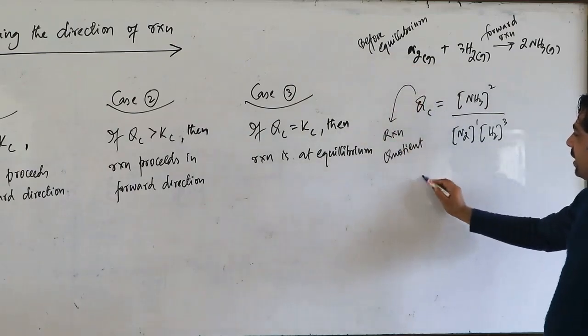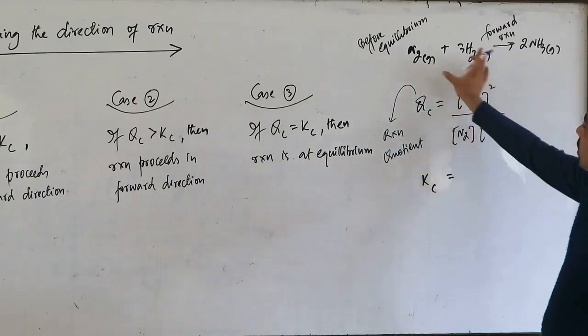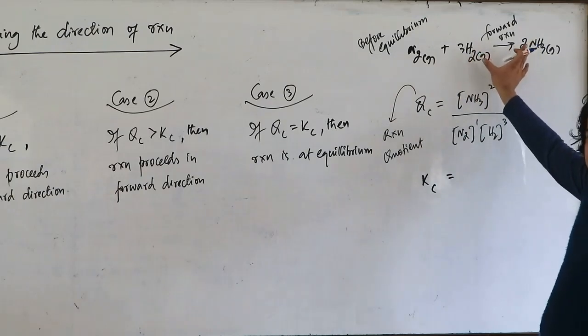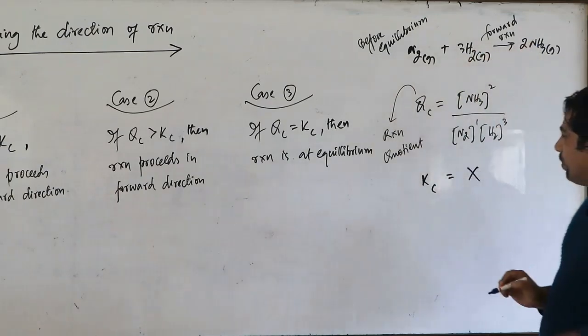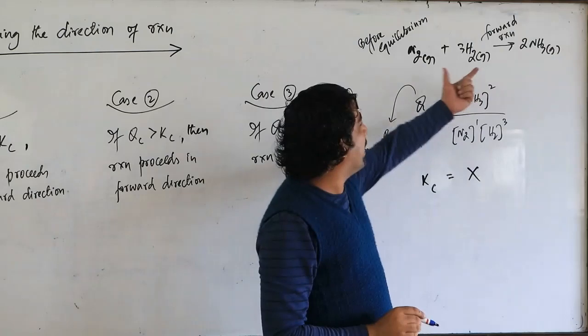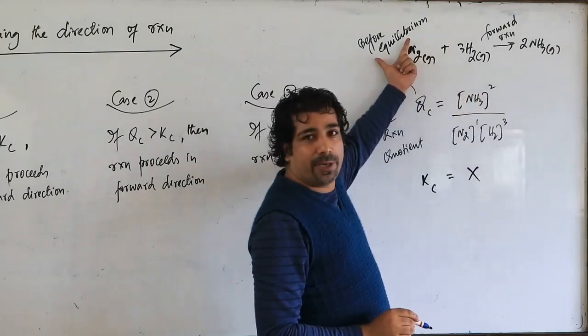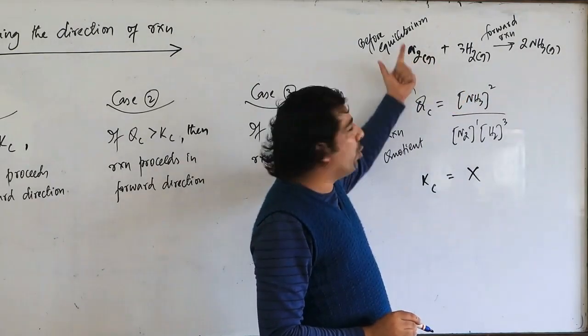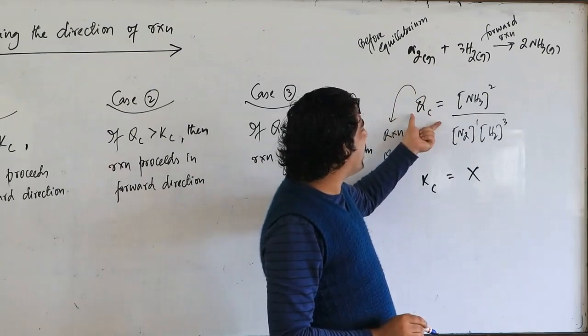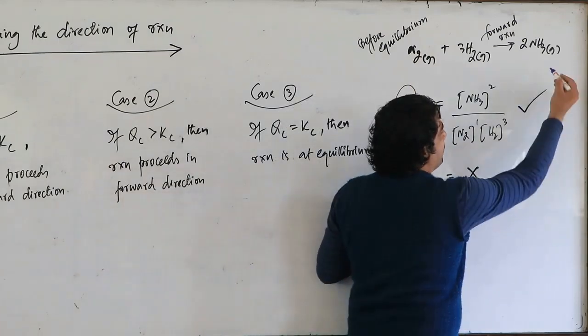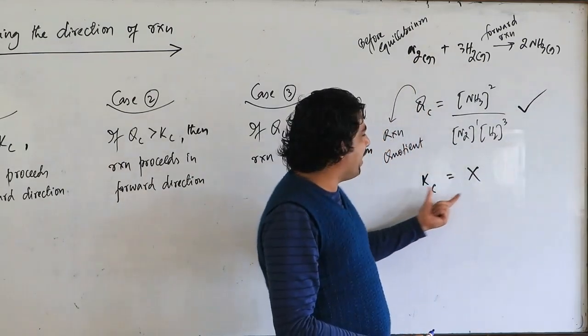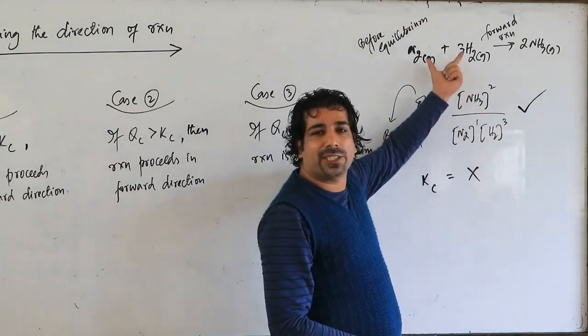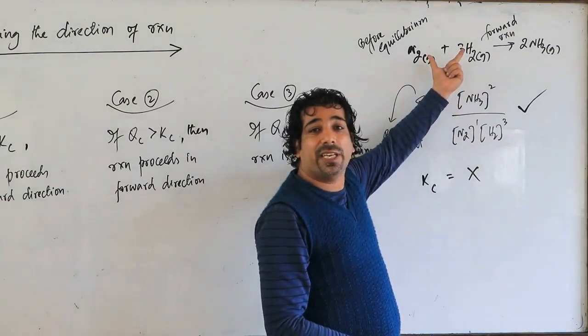Can I take the Kc value for this? For this reaction, it's not at equilibrium, so the Kc value cannot be taken. This reaction is before equilibrium, not at equilibrium. So before equilibrium, I can easily take the Qc value, okay? But the Kc value cannot be taken for this reaction because it has not achieved equilibrium.